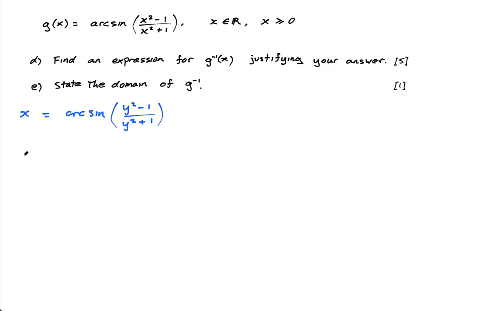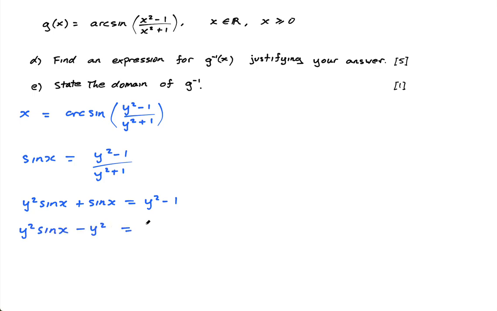So to get rid of arc sine, we say sine x equals y squared minus 1 over y squared plus 1. We need to get these y squareds on their own. So we do y squared sine x plus sine x. That's just multiplying this by sine x equals y squared minus 1. Subtract that y squared here. Subtract the sine x here. Take out the y squared, sine x minus 1.